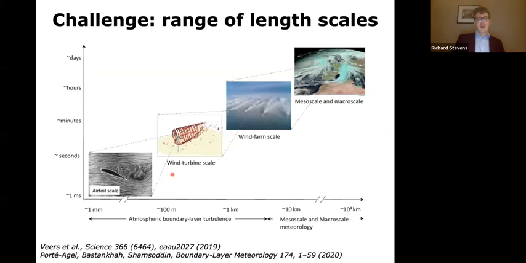This graph summarizes many of the challenges that we face in the community. It shows the large range of length and time scales that are relevant for wind energy applications. It ranges from millimeter scales, which is the flow dynamics around the turbine blade, up to the dynamics around the wind turbine, up to the mesoscale processes, so basically the weather phenomena that affect the flow at a particular site. Correspondingly, there's a large range of time scales that correspond to these length scales. Modeling this large range of length and time scales is one of the very big challenges in the field, and why it's so difficult to study this problem.